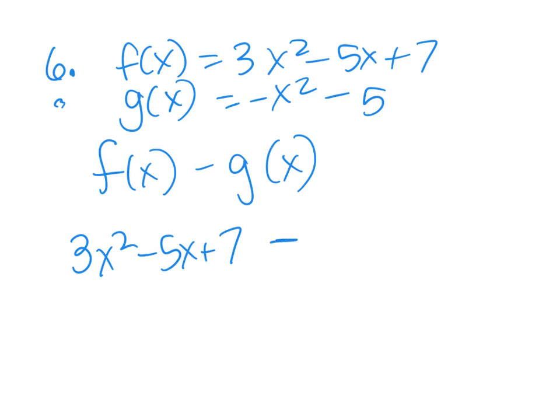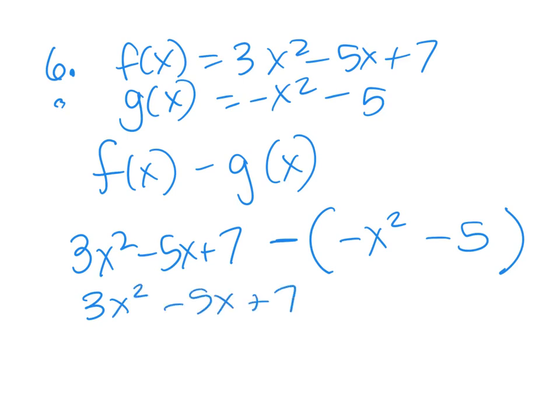And this is really important. This is the key thing on this problem. I'm going to put parentheses, and then I'm going to put the George there, because I am subtracting all of George out, not just part of George. So now we're going to have 3x squared minus 5x plus 7, and I'm going to distribute this negative. Minus a minus is a plus.